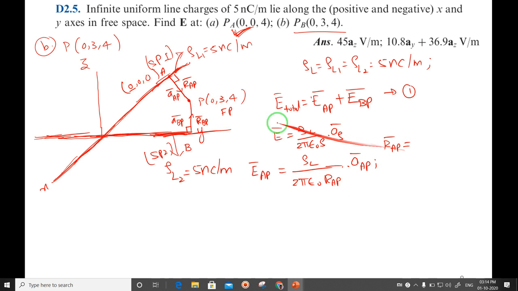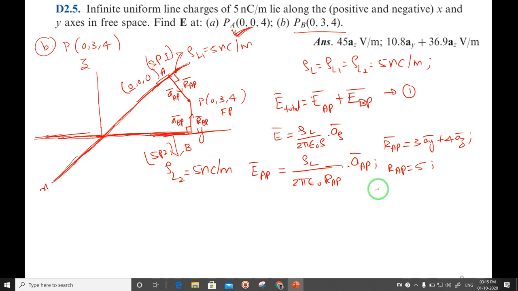So first let me find out R_AP. 0 minus 0, x component will vanish. 3 minus 0, 3 a_y. Then 4 minus 0, 4 a_z. Then what is the magnitude of R_AP? Under root of 3 square plus 4 square, 9 plus 16, root 25 is 5. Right? 3 square is 9, 9 plus 16 is 25, root 25 is 5. Yes, R_AP we have found out.